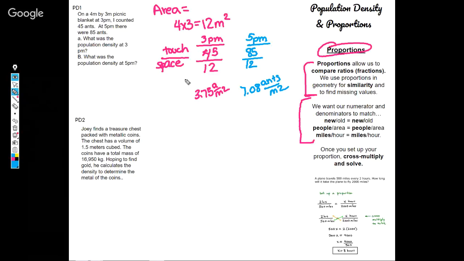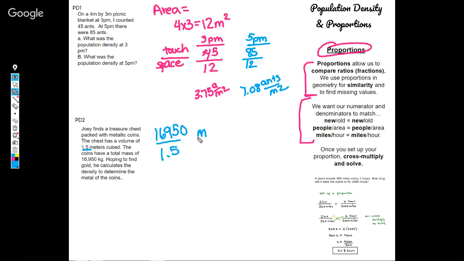So now we can say there were more ants at 5 p.m., there were less ants at 3 p.m. Joey finds a treasure chest packed with metallic coins. The chest volume is 1.5. So again, that volume is most likely in the denominator. It says it's got a mass of this. And again, all you do is divide because we want to find out what's the density.